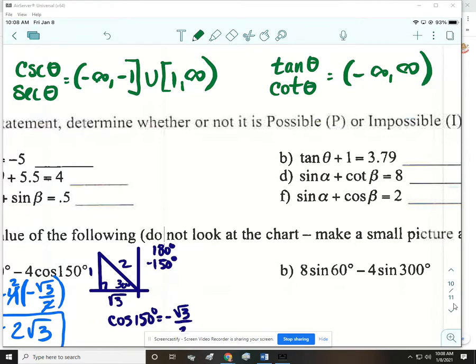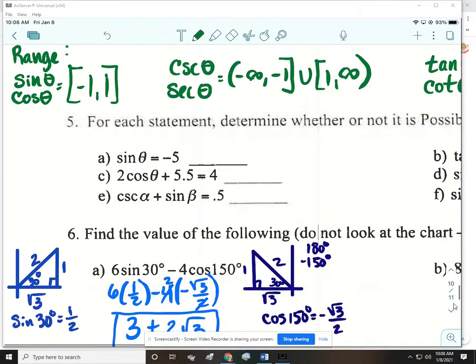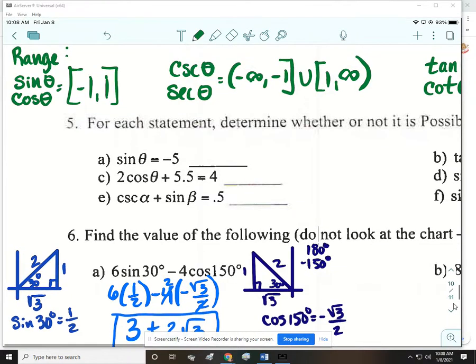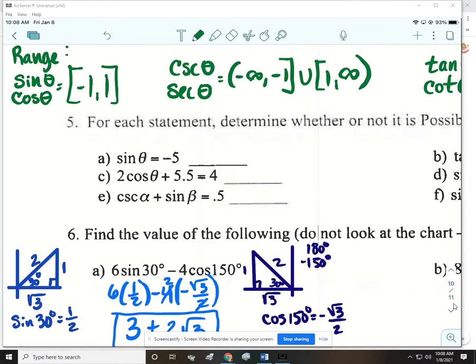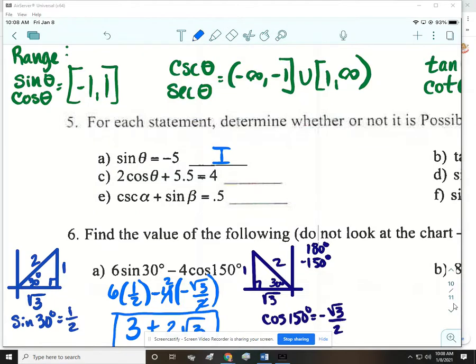All right, so we're going to do A, C, and E together, and we're just deciding if it's possible that this could happen. So is it possible that you could take the sine of an angle and get -5? Well, no, it's not, because when you take the sine of an angle, you have to get something between -1 and 1. -5 is not in that range, so we would say that this is impossible.